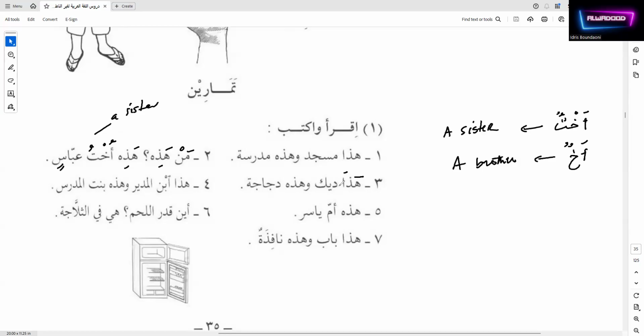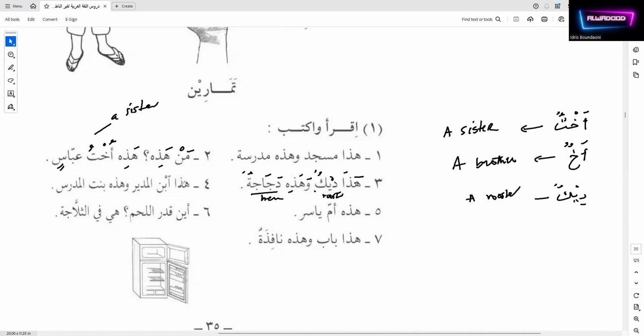Let's look at number 3. هذا ديك. Remember deek, a rooster. وهذه دجاجة. دجاجة is a hen. Rooster, هذا ديك وهذه دجاجة.